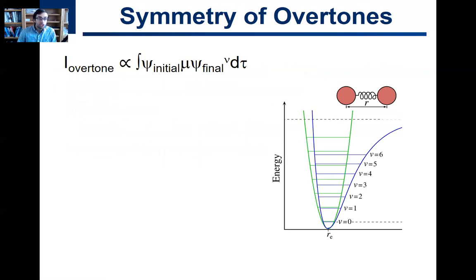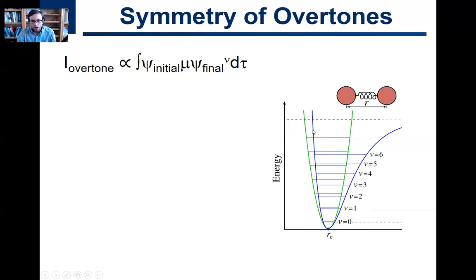All right, but just like fundamental normal modes, the symmetry has to be correct for the overtones to be IR active. Just the same thing as before. You have some intensity integral where the intensity is proportional, and this time we're talking about an overtone, to the integral of psi initial times the transition moment operator times psi final to the power nu, d tau. And the only thing different about this expression compared to the expression for fundamentals is this nu part here. We're going to take psi final and raise it to the power of nu.